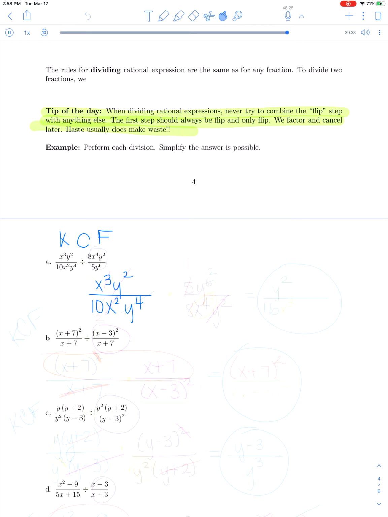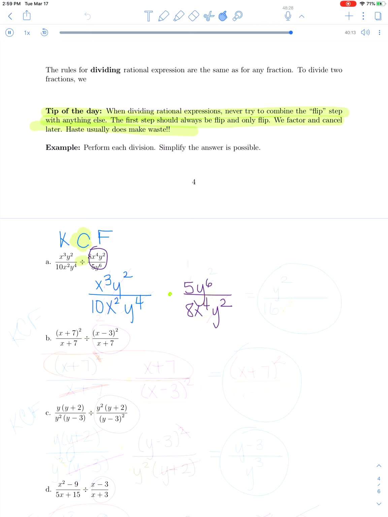We're going to change the division to multiplication. So it's going to turn into multiplication. And that second fraction, we're going to do the F. We're going to flip it upside down. So the thing that we were dividing by, we're going to flip that upside down. So it becomes 5y to the 6th over 8x to the 4th y squared. So we don't actually end up doing any division. We just turn it back into multiplication, which means factor if you can, then start canceling.